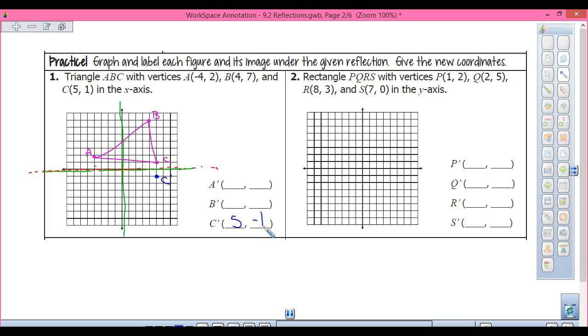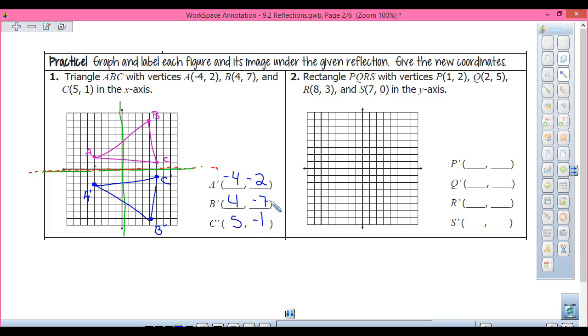How far is A from the x-axis? 2. So 2 on the other side of the x-axis is A prime, which is -4, -2. And B is how far from the x-axis? 7. So on the other side of the x-axis, it's going to be -7. So B prime is 4, -7.